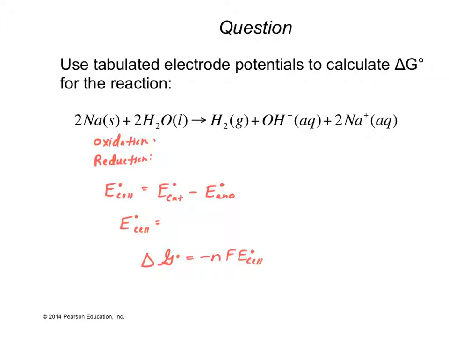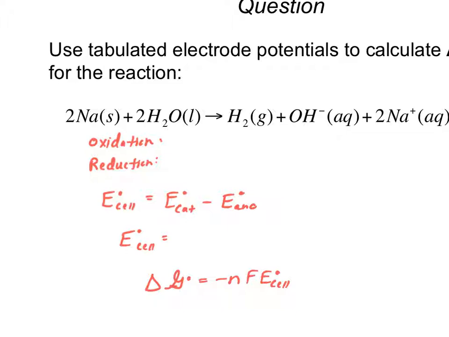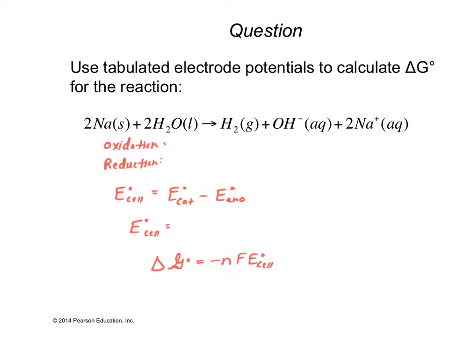Okay, so let's talk about this one because we do need to get to the end of this stuff. Some of the problems with this one that you may encounter: it's hard to find that reduction half reaction, the water going to hydroxide and hydrogen. It's on there, but you have to look for it. So in this one, we have sodium being oxidized, right? We go from a 0 oxidation state to a +1. So our oxidation half reaction is Na, solid, going to sodium +1 electron. That's what you're going to find in the table.